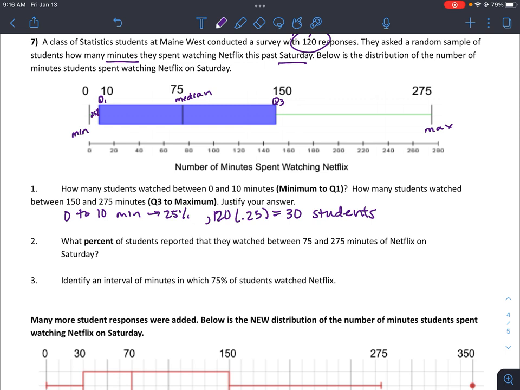All right. And then Q3 to the maximum, 150 to 275. Remember, this is 25% of the data. So 150 to 275 minutes is again 25% of the data, and since nothing else changed, it's the same calculation, so I have 30 students.